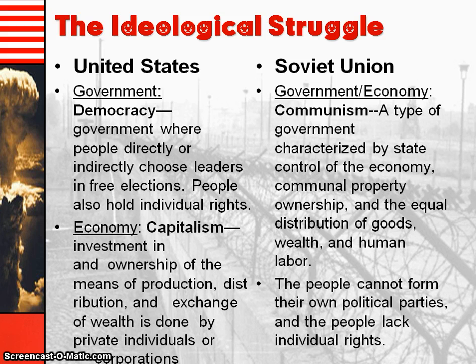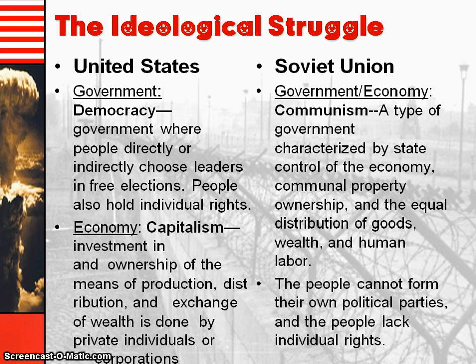Now, here are some definitions so that we can examine how these types of governments vary. With democracy, the people have the power to elect, either directly or indirectly, their representatives. They have individual rights such as the right to assemble, free speech, and a free press.